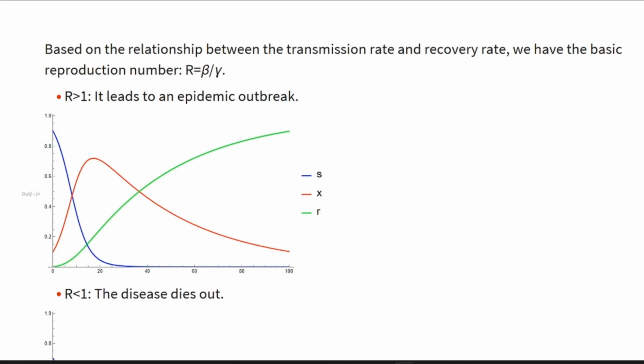When R0 is greater than 1, each infected individual is infecting more than one person. This situation leads to an epidemic outbreak where the infected population increases until it reaches a peak value, and after reaching the peak, the infected population starts to decline. As the infected individuals recover from the disease, the recovered individuals begin to rise.